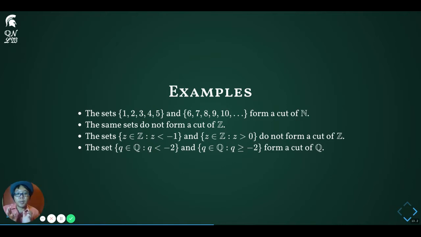The same two sets do not form a cut of the integers because while one set remains to the left of the other, the negative numbers are not present in either of the sets. The set of integers less than -1 and the set of integers greater than 0 do not form a cut of integers because the numbers -1 and 0 are not represented. The set of all rational numbers less than -2 and the set of all rational numbers greater than or equal to -2 form a cut of the rationals.